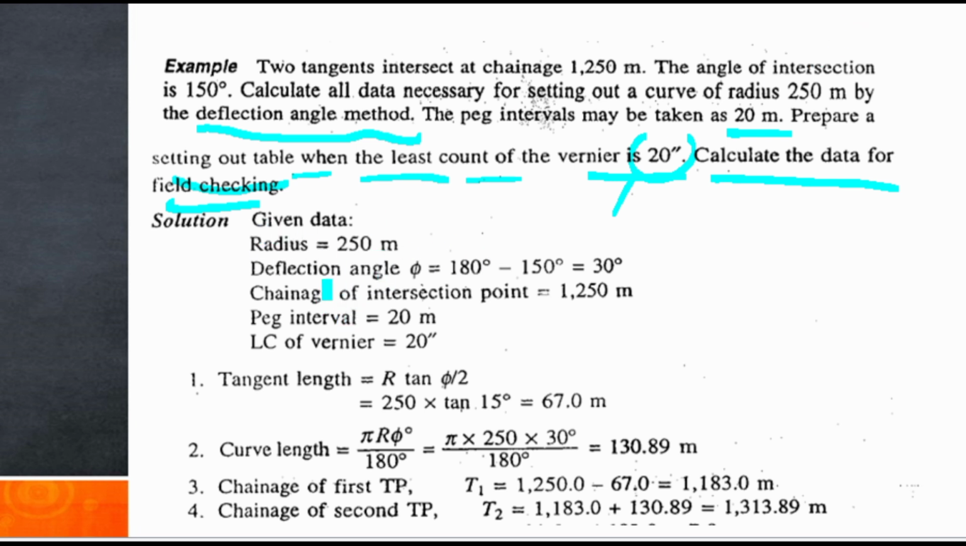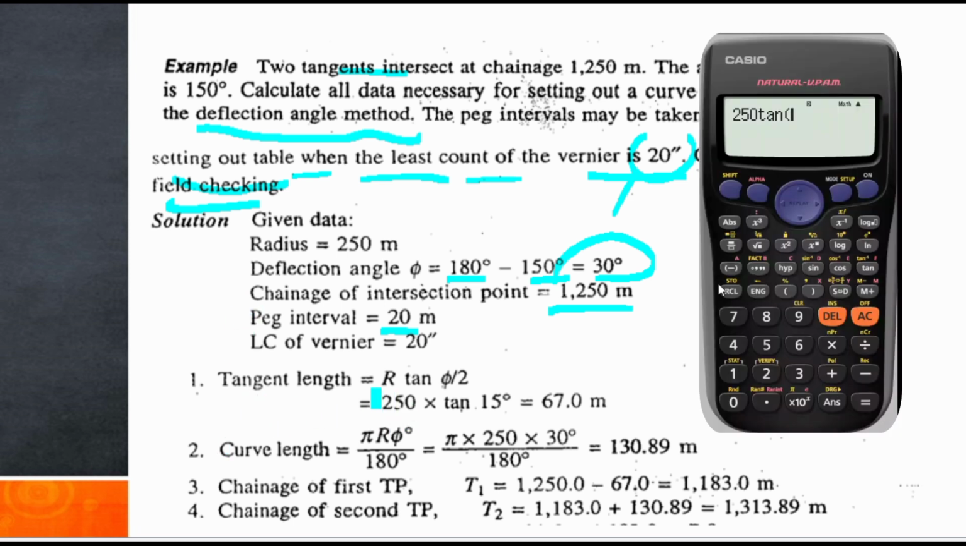Here we are, so the radius here, the deflection angle. So this is the angle of intersection. By subtracting it from 180, you get 30 degrees. Chainage of intersection, it is given. Peg interval, this is C1, or the chord length, is 20 meters. Then the vernier, it is calibrated, so the count is 20 seconds.